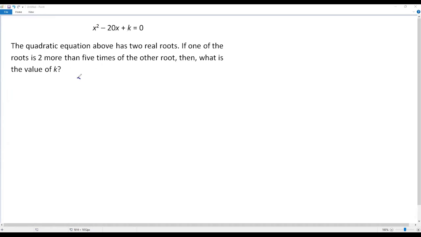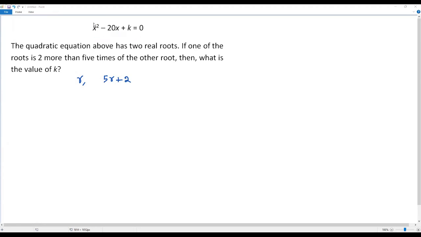Okay, let me assume r as one root of the given quadratic equation. Then what is the other root? To get the other root, we have to consider the information given: 2 more than 5 times the root. 5 times this root is 5r. Since we have 2 more than, we add 2 to this. Here I got the two roots of the given quadratic equation in terms of r.